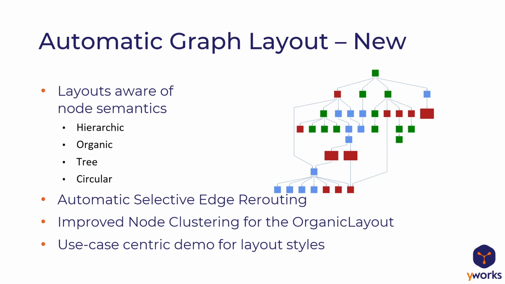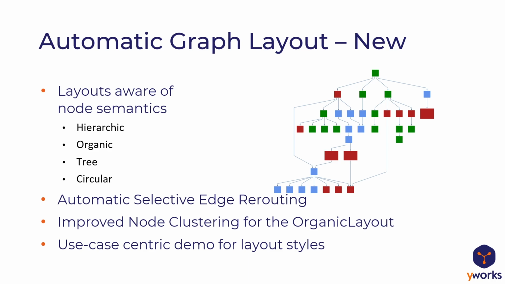As always, there are some new features and improvements concerning automatic graph layout. The most important and the biggest announcement we have is that we have been making the layouts aware of node semantics, meaning four of our major layout algorithms, the hierarchic one, the organic, the tree, and the circular one, now actually can be tuned to understand the data, to understand the semantics of the nodes. More on this on the next slide.